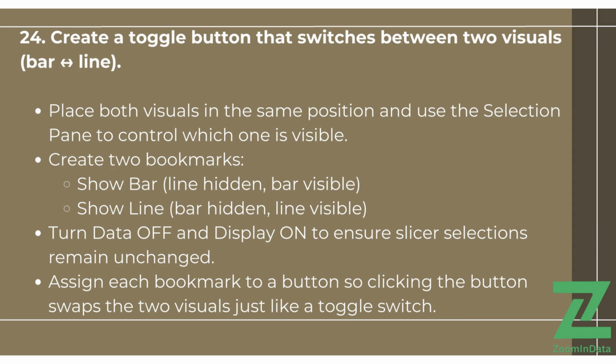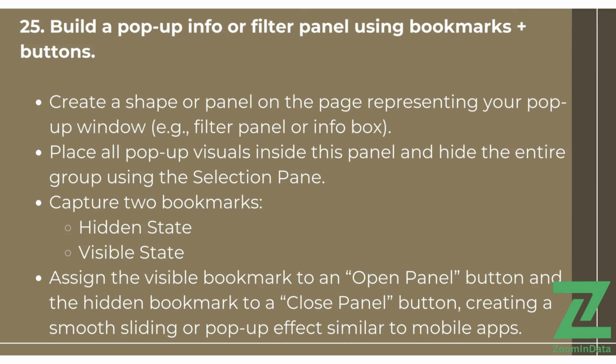You should keep the data option turned off and the display option turned on in each bookmark. This ensures that slicer selections do not change when the user presses the toggle button. Finally, you assign each bookmark to a button. When the user clicks, the button activates the bookmark and switches between the bar visual and the line visual, working like a toggle switch.